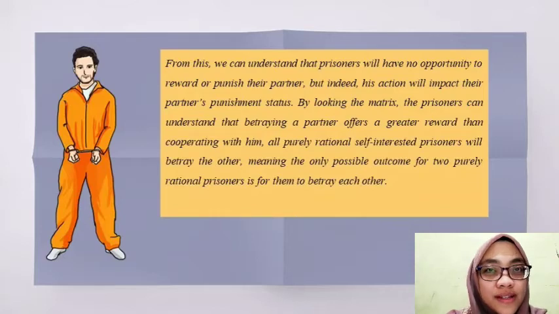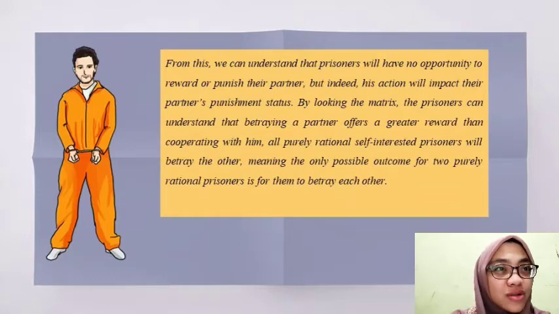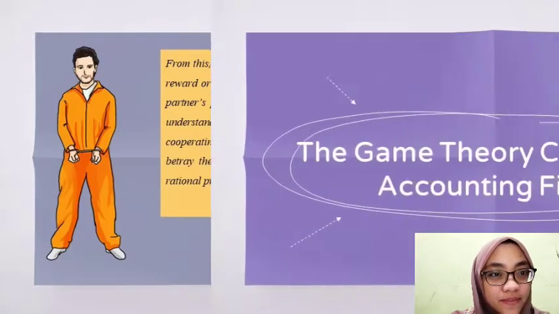Looking at this example, we can understand that prisoners will have no opportunity to reward or punish their partner, but indeed their action will impact their partner's punishment. By looking at the matrix, the prisoners can understand that betraying a partner offers a greater reward than cooperating with him. All purely rational, self-interested prisoners will betray the other, meaning the only possible outcome for two purely rational prisoners is for them to betray each other.